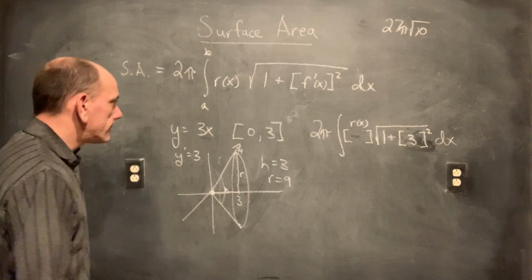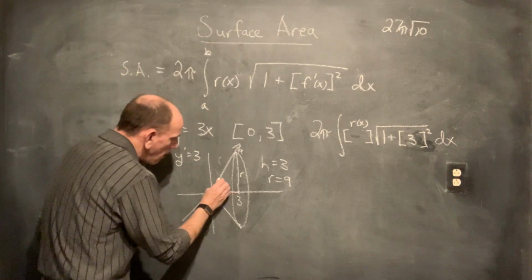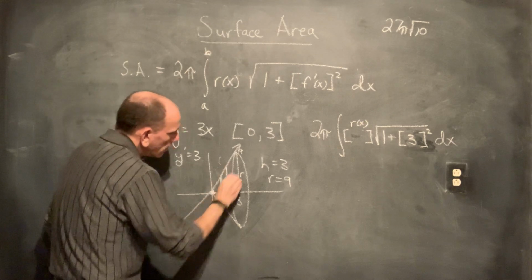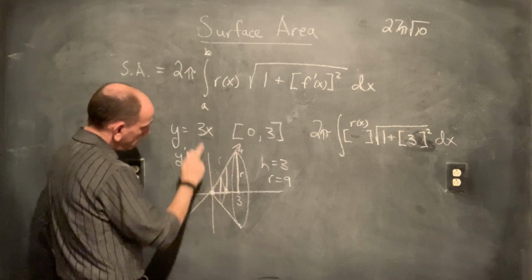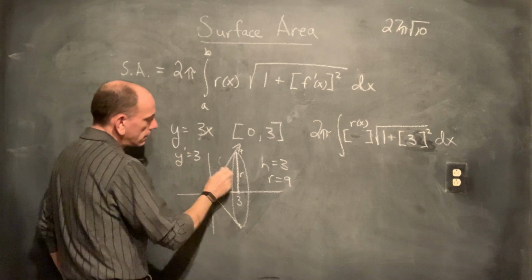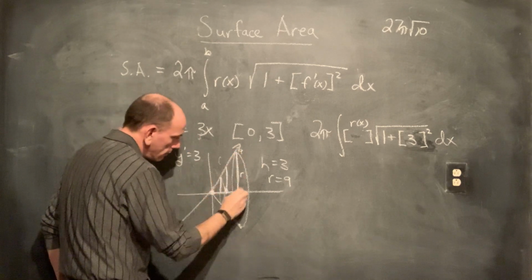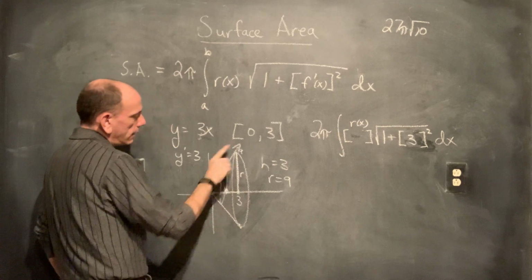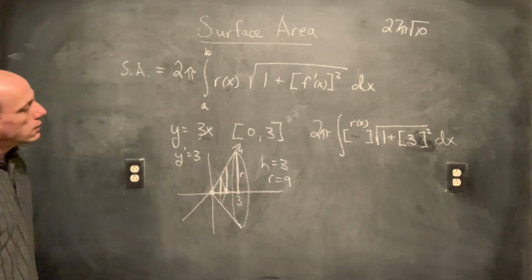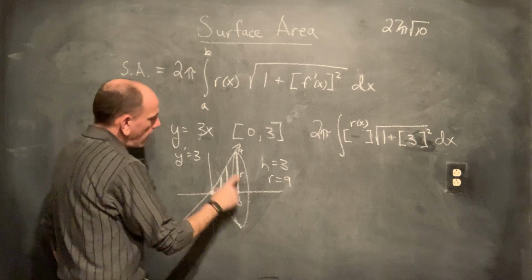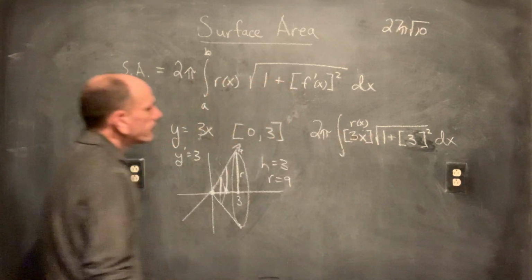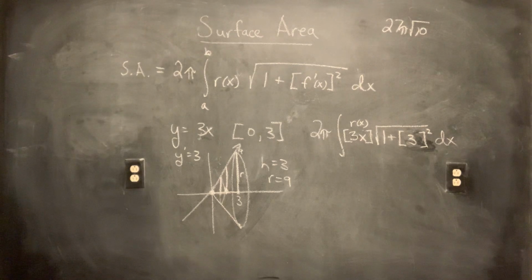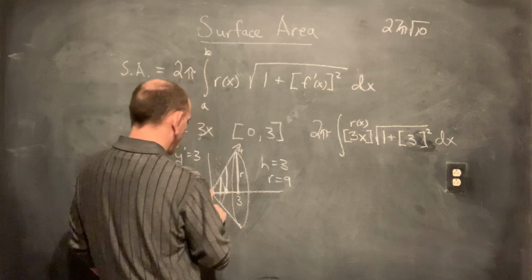r of x, let's see. Well, our r is being dictated by that line, that y equals 3x. So it's the y value here of that line. Cool. So that's my radius, y equals 3x. And there's our setup. The 2 pi r, oh, I forgot my bounds. We're going from 0 to 3.